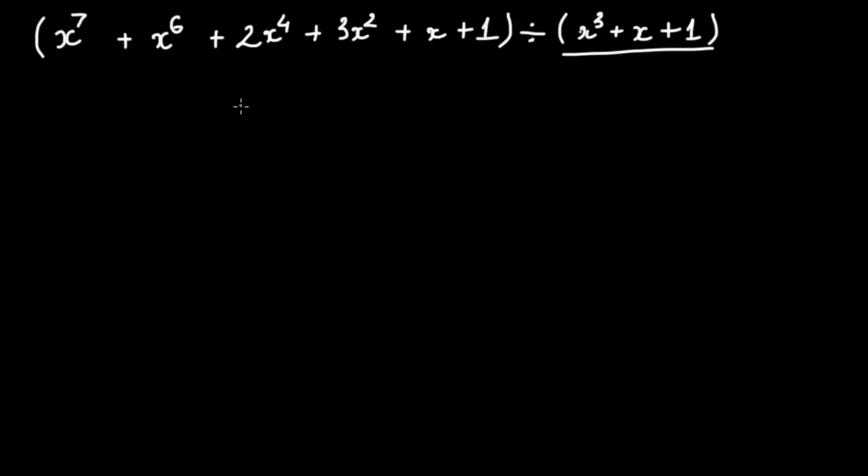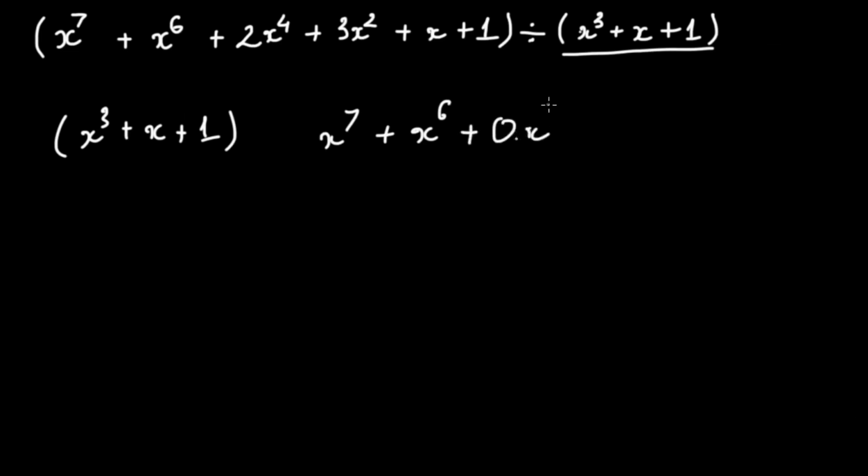Let's work on this problem. First, we need to set up the problem. We put the divisor here, x to the third plus x plus 1. And we put the dividend here, x to the 7th plus x to the 6th plus 0 times x to the 5th plus 2 times x to the 4th plus 0 times x to the 3rd plus 3x squared plus x plus 1.